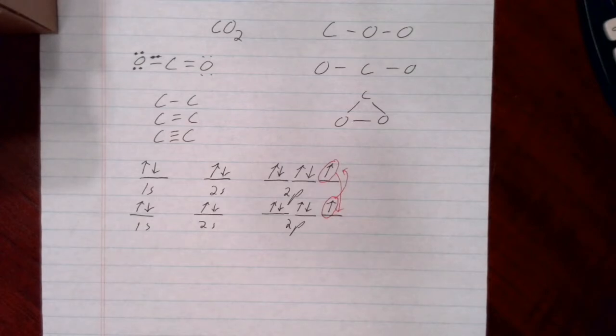So these are the general steps for drawing a Lewis structure, sometimes called a Lewis dot structure. The first step is to determine the number of atoms and type of atoms in a molecule. So for that we look at the chemical formula.